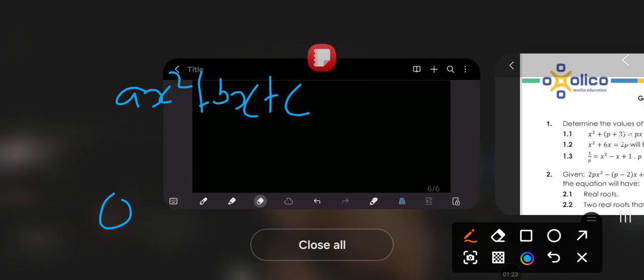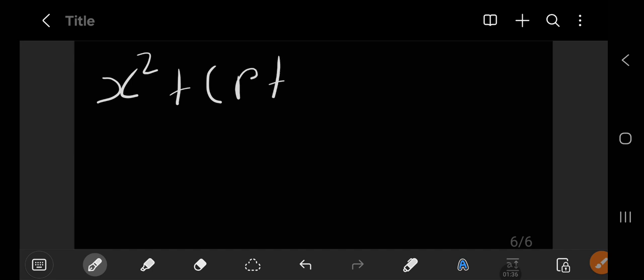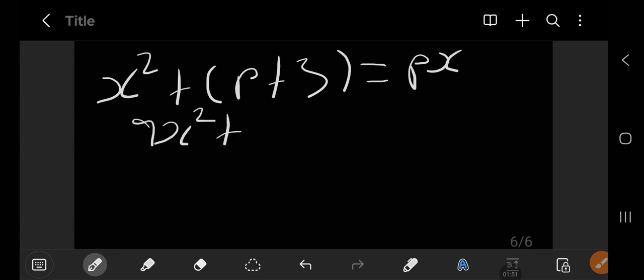Okay, let me switch my screen, and then let's just start so that we don't waste time. So it says determine the values of p for which the roots will be equal, right? So we have x squared plus open brackets p plus 3 equals px, right? So normally what I do with this question is I first ask myself, we're dealing with a quadratic equation, and our quadratic equation has to be in the form of what now? Ax squared plus bx plus c, right?